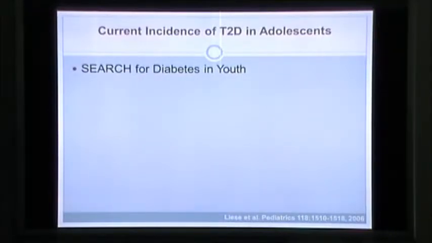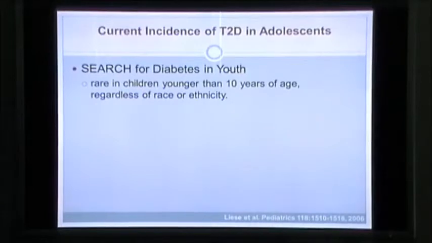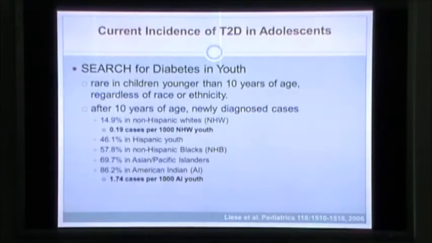So SEARCH for Diabetes in Youth was a study put together by the CDC to look at a population-based assessment of current prevalence and incidence of both type 1 and type 2 diabetes in the United States. It was done at 6 centers across the country, selected to represent US demographics. And what they've shown us is that type 2 diabetes in the United States, anyway, is extremely rare in children younger than age 10, regardless of ethnicity. So I'm going to argue that this is a disorder of puberty, for the most part.